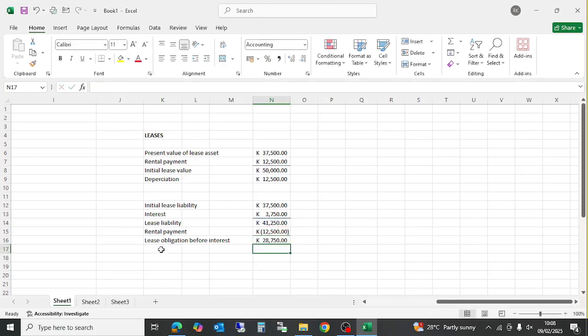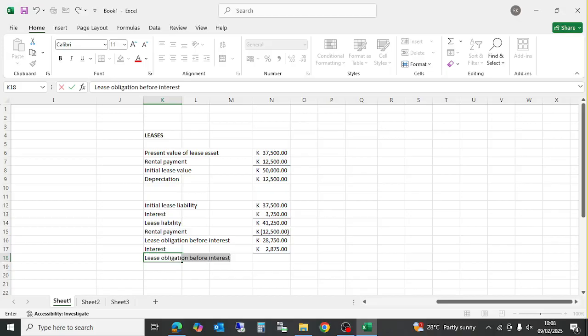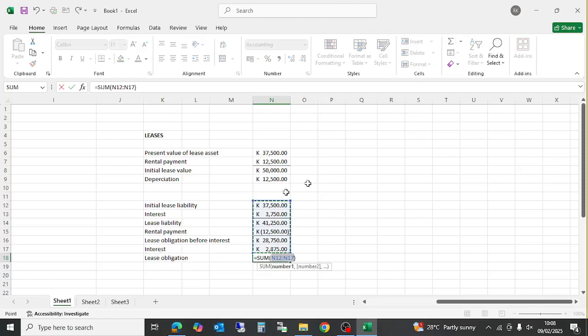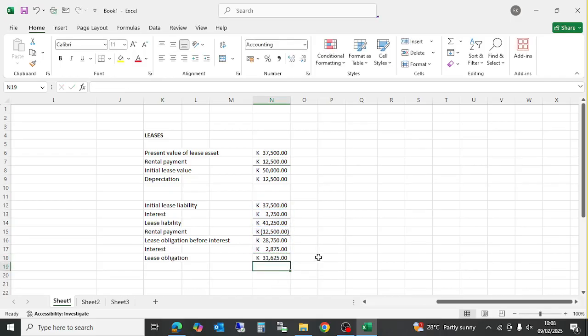Then we bring in the interest, which we are supposed to add. Our interest will be 10% as per the question. That will be this times 0.1. That's this, and then our lease obligation after interest will be 31,625. So now we have calculated the lease obligation.